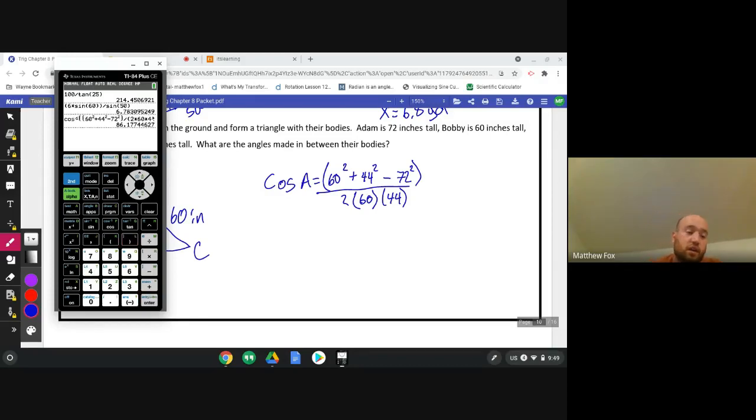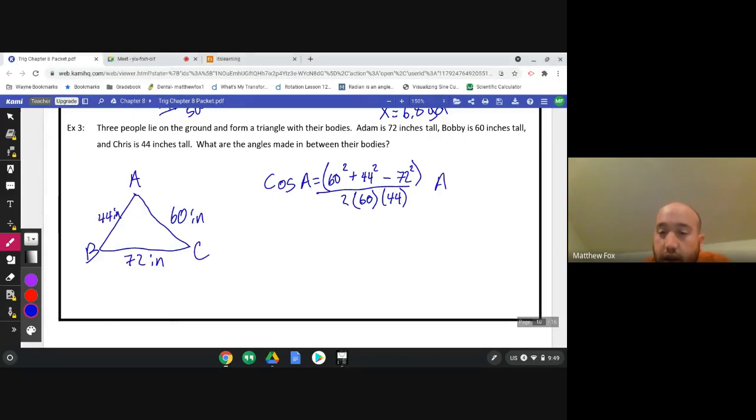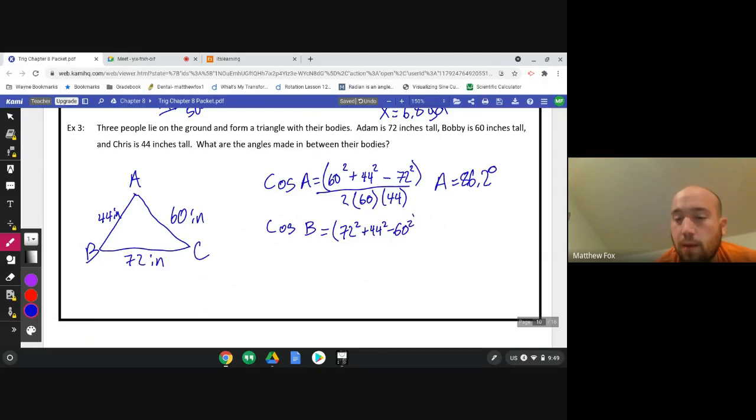I hit enter, and I get 86.2 if I round. Okay, so A equals 86.2 degrees. Now I'll do the same thing again with cosine B. I still don't have enough information to really change the problem. It's the exact same thing, except now instead of 60 and 44 at the front, it will become 72 and 44 at the front, and we'll subtract the 60. Now on the bottom, it's going to be 2 times 72 times 44.